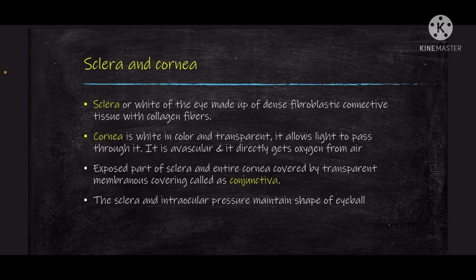The exposed part of the sclera and the entire cornea are covered by a transparent membranous covering called the conjunctiva. Sclera and intraocular pressure maintain the shape of the eyeball. As we discussed earlier, the shape of the eyeball is spherical, and this shape is maintained by the sclera and the intraocular pressure present in the eye.